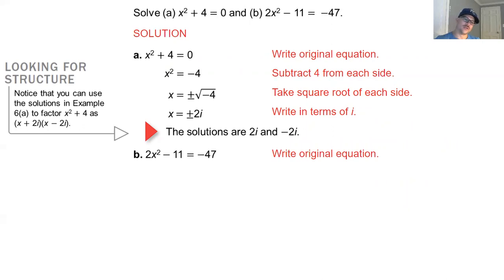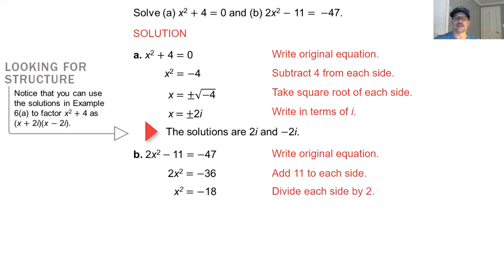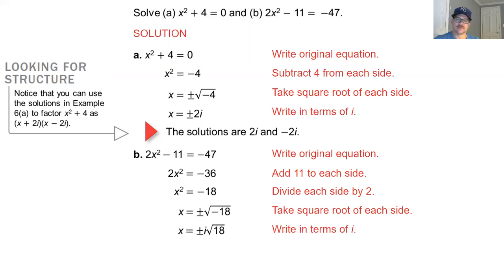All right, now with 2x squared minus 11 equal to negative 47, again, we're going to move that 11 over to the right-hand side by adding to get negative 36, divide both sides by 2 to get negative 18, and then take the square root of both sides. The largest perfect square you can take out of 18 is 9. So you're going to pull the 9 out and leave the negative 2 on the inside. That square root of 9 becomes 3. And then that square root of 2 stays the same way it is.